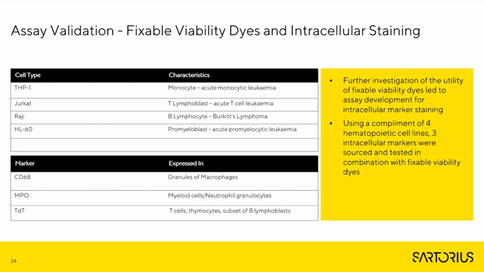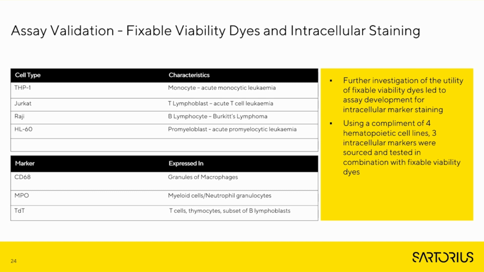So in order to further validate this assay using intracellular staining, we took a collection of 4 hematopoietic cell lines with 3 intracellular markers that were sourced and tested in combination with the fixable viability dyes. So this was to further investigate the utility of fixable viability dyes within a more complex assay.